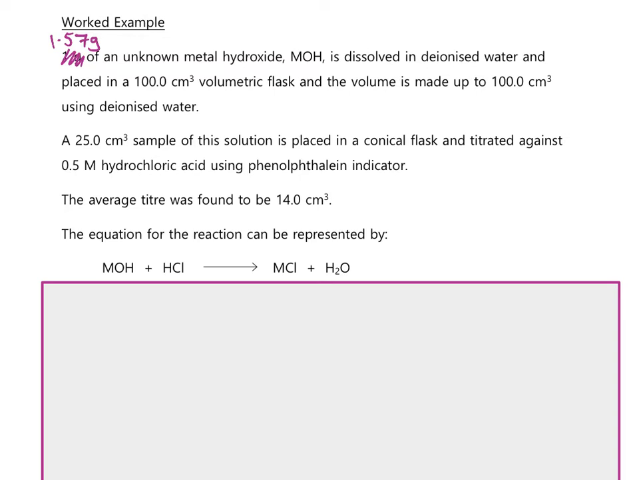So the unknown metal hydroxide has the general formula MOH. Looking at that formula, have a little think, which group do you think your metal is likely to be from? Well, we know that it has a valency of 1, so it's likely to be a group 1 metal. Obviously it could be a transition metal with a valency of 1, but it's likely to be a group 1 metal.